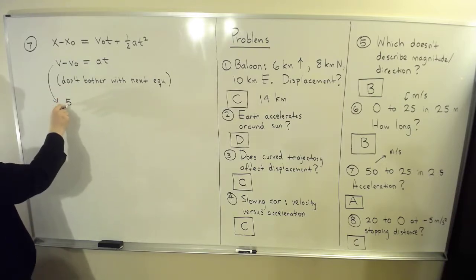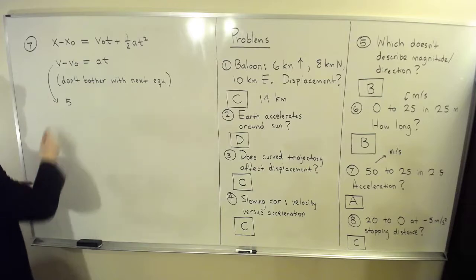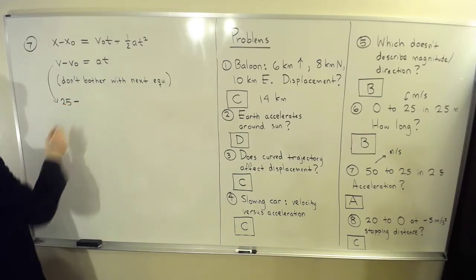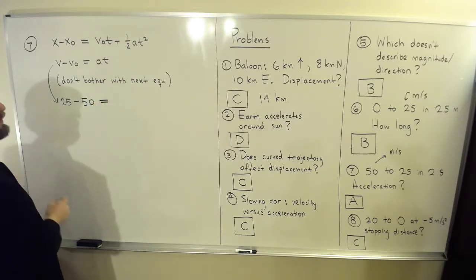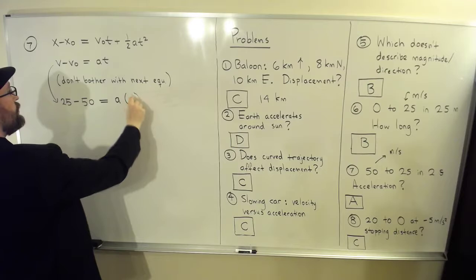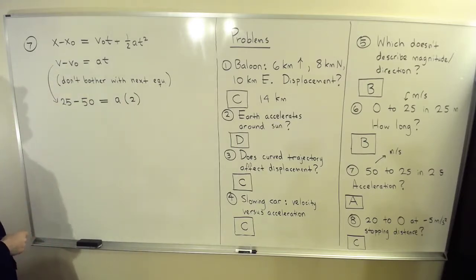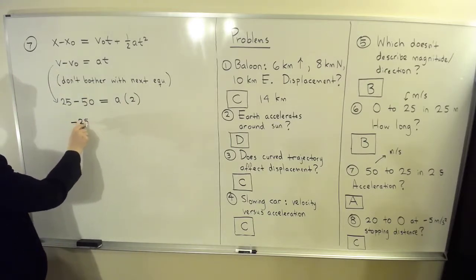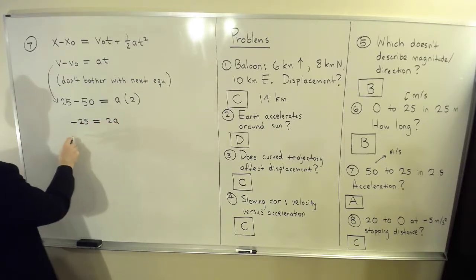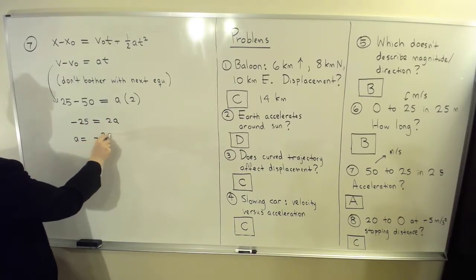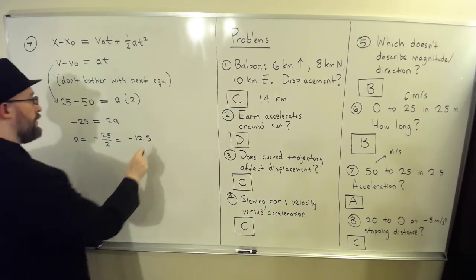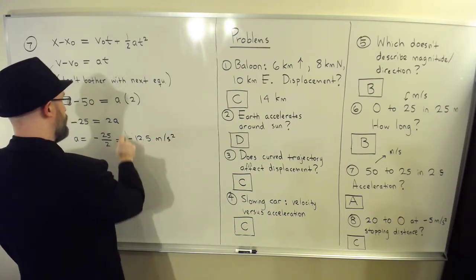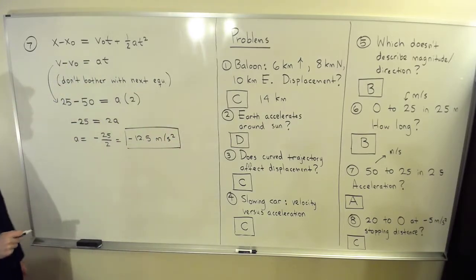I've got a final velocity. I'm sorry, I got that backwards. Well, I can fix that. So that's 25. The initial velocity is 50. And this is equal to a, and then times 2. That's the length number of seconds. So I get 25 minus 50 equals 2a. So a equals minus 25 over 2 equals minus 12.5 meters per second squared. That's the answer. So that one was pretty straightforward.